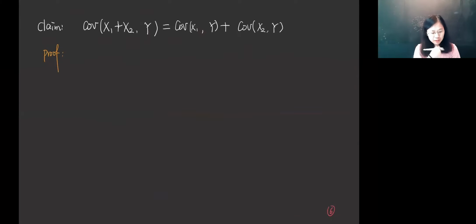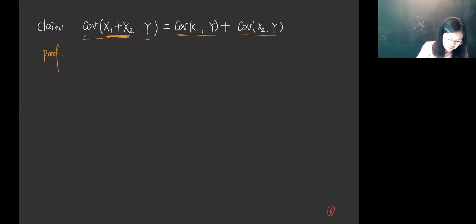The third claim is about the covariance of the sum of two random variables with Y. So now we are involving three random variables. The sum X1 plus X2 has a covariance with Y that equals the sum of the covariances. So as you can see by now, covariance is kind of like a product. So you can use the distributive rule of products to deal with covariance. Well, this is not surprising because covariance is defined to be the expectation of a product. Now, why is this claim true?